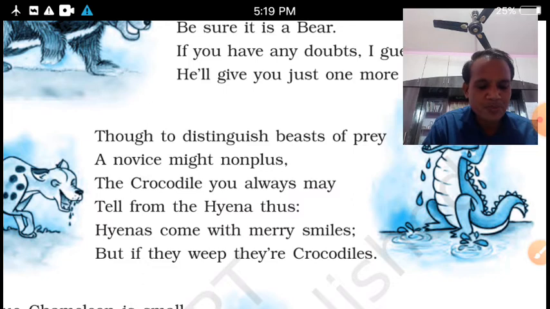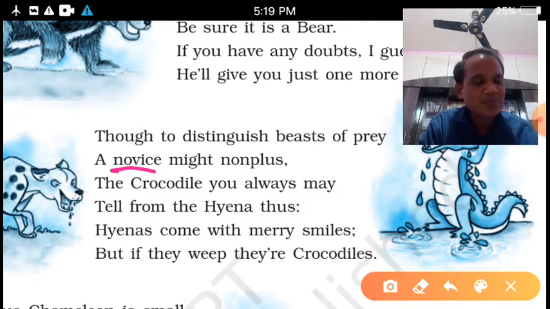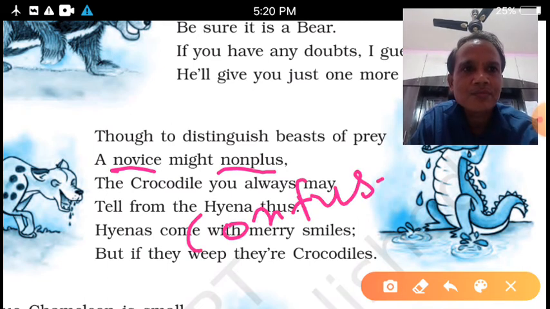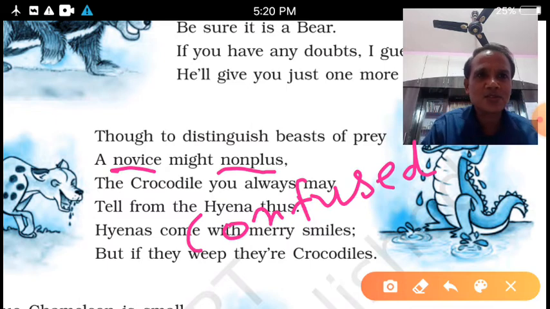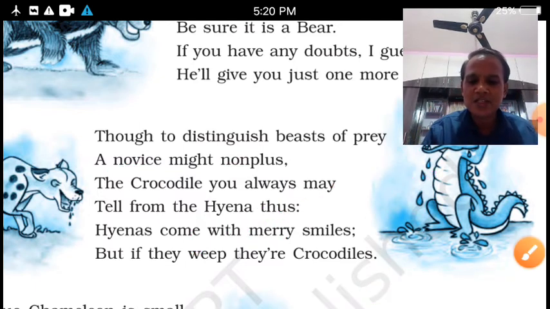Let me see the words meaning first. Beast of prey, that means the animals which hunt other animals for food. Another one, it is novice. This is a new word. We call it an inexperienced person. जो नया नया जॉब में लगता है उसको हम a person who having not good experience. So here we call it an inexperienced person. Next one, nonplus, confused. Person become mentally confused to identify what type of animal it is. So the word nonplus is used. And merry means happy.